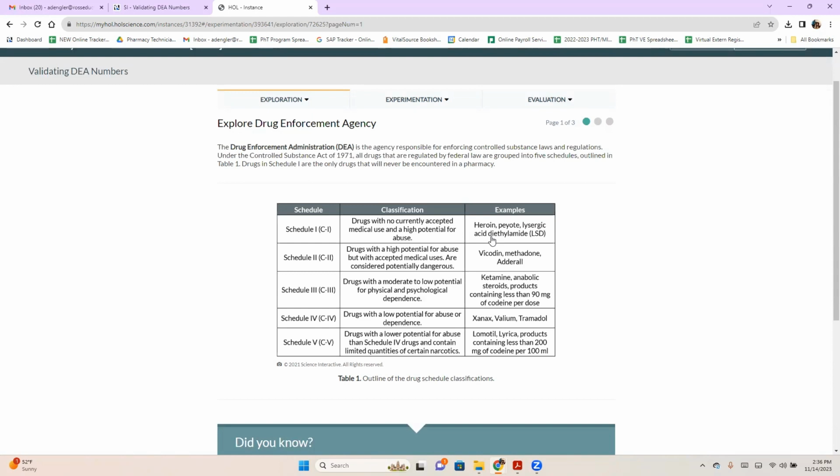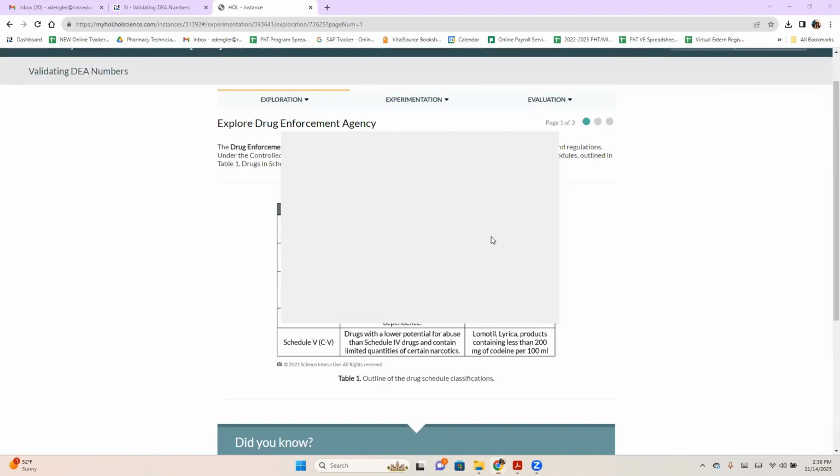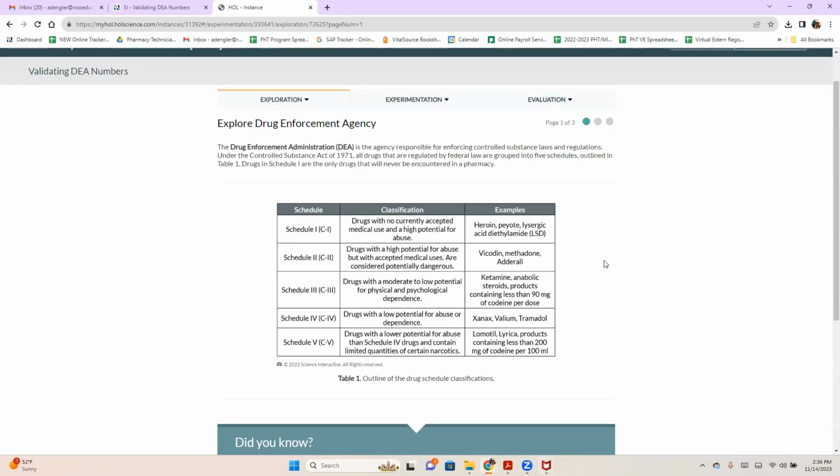That's going to be things like Vicodin, which is now, I think, only Norco, methadone, and Adderall. Schedule 3 drugs: ketamine, anabolic steroids, and products containing less than 90 milligrams of codeine per dose. Schedule 4 is where you're going to get your Xanax, Valium, and Tramadol. And then Schedule 5 has Lamictal, Lyrica, and products containing less than 200 milligrams of codeine per 100 ml.